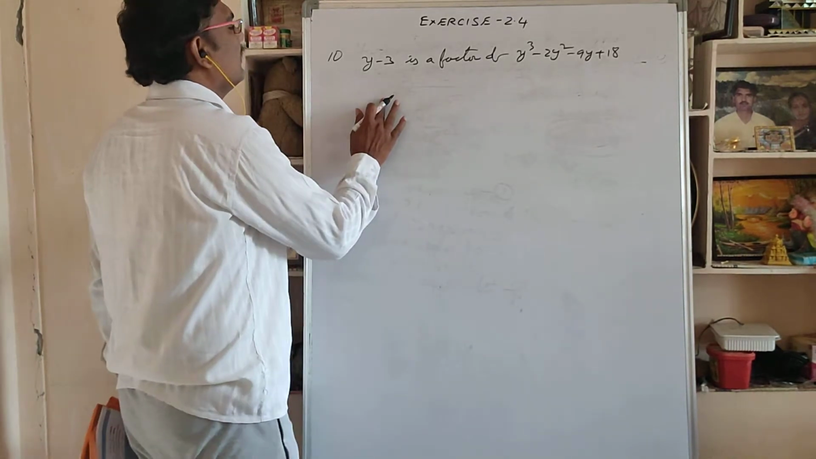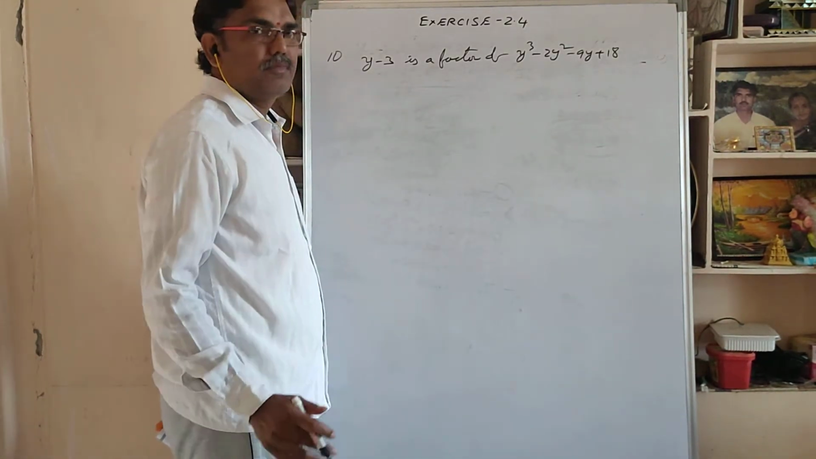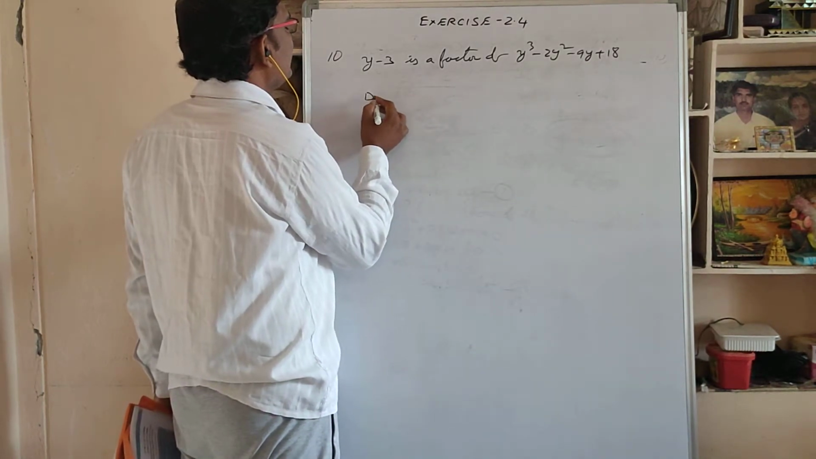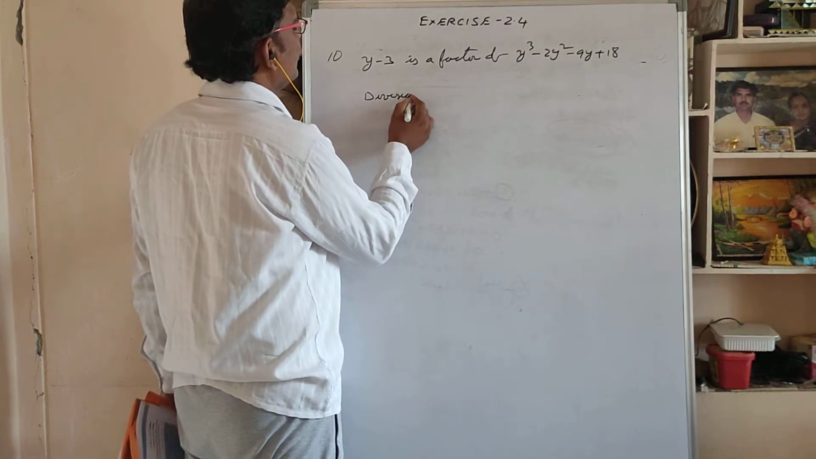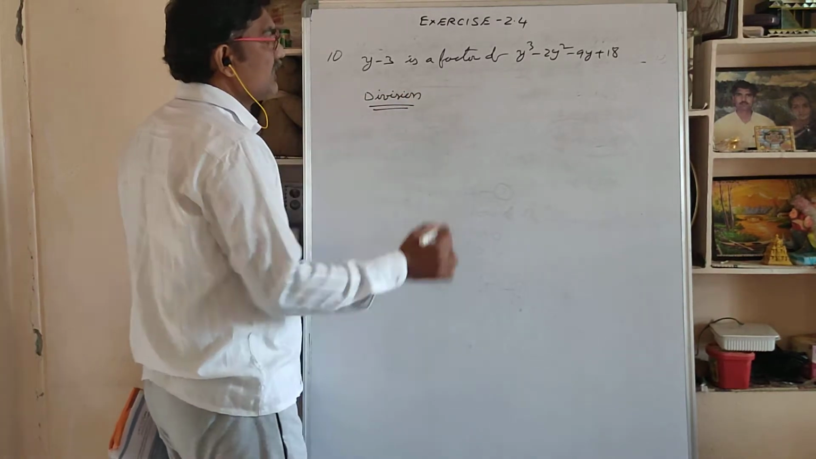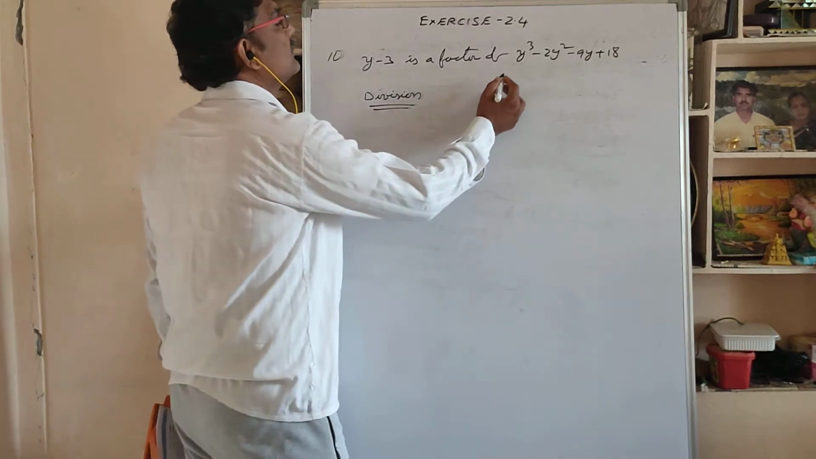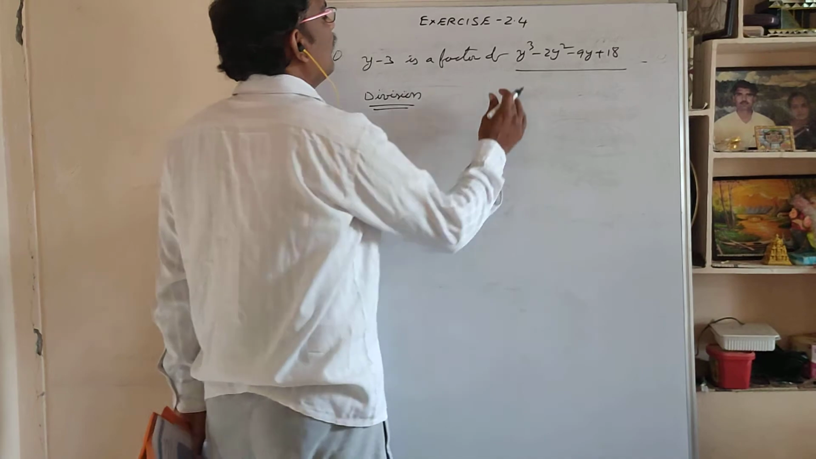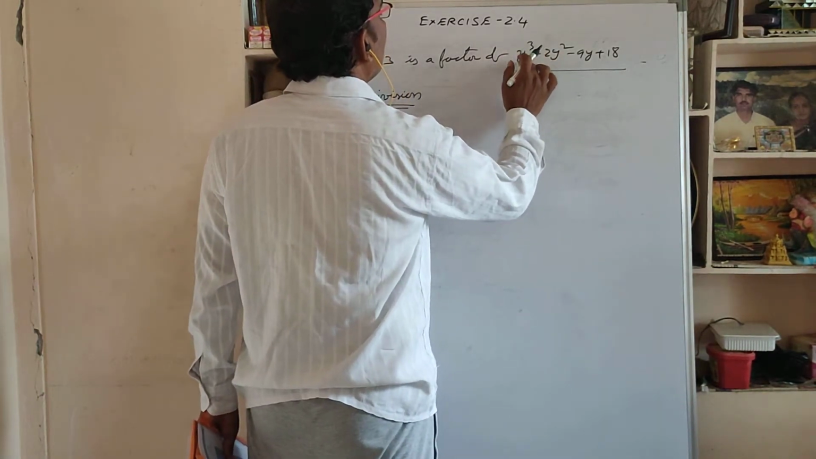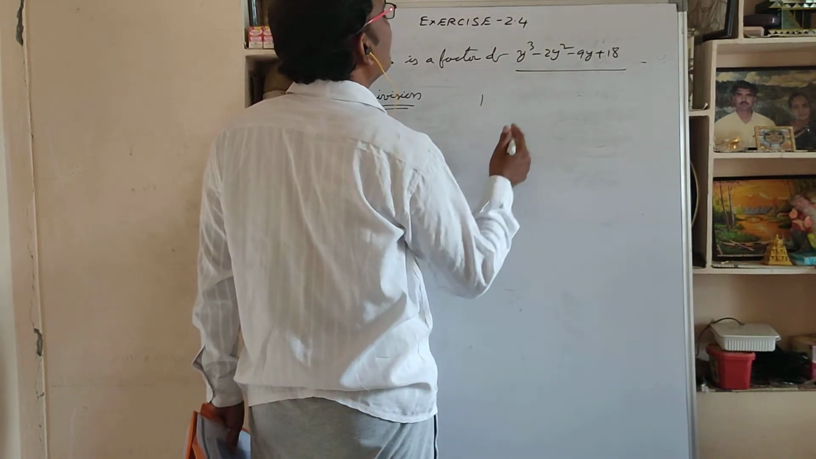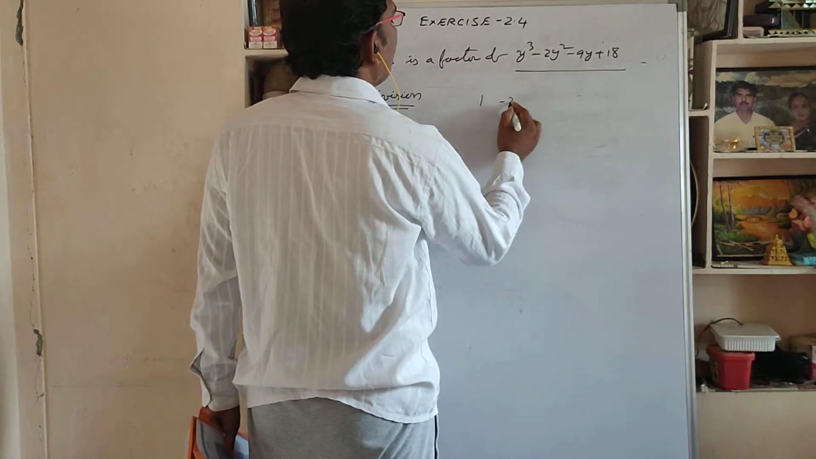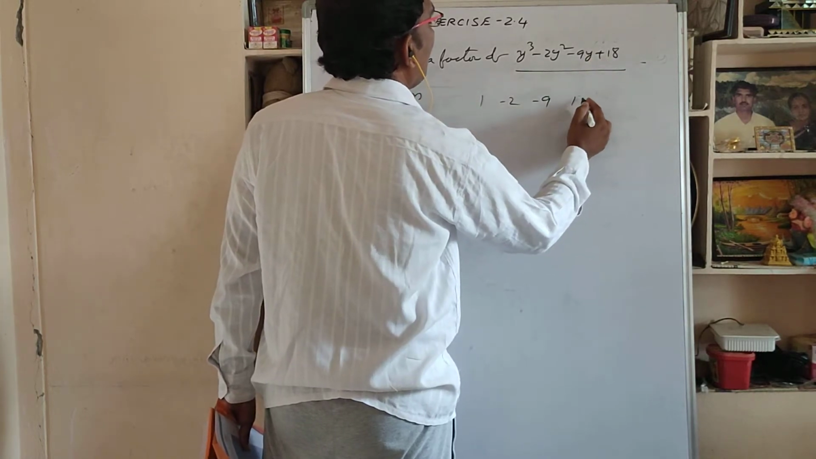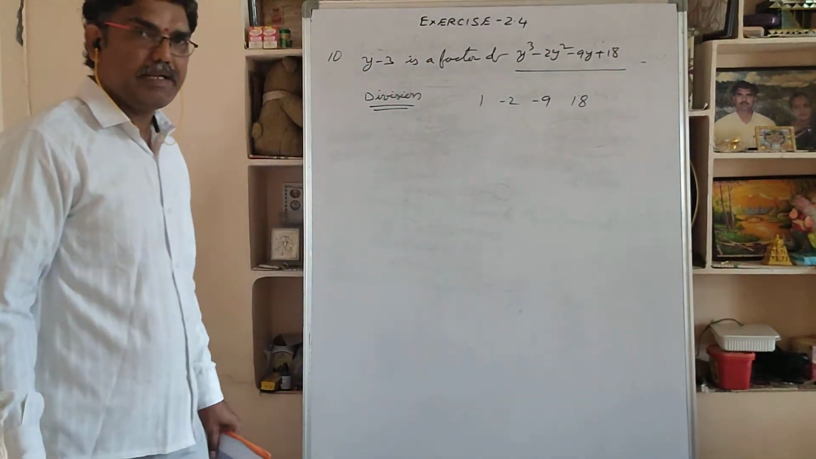So here, new method I will say to you. Two methods I will say for this one. One is division method. Division method, how to do, we'll see it. So this is what here, a cubic polynomial. What is coefficient of y cube? Y cube's coefficient 1, y square coefficient -2, y coefficient -9. Here last constant term 18.